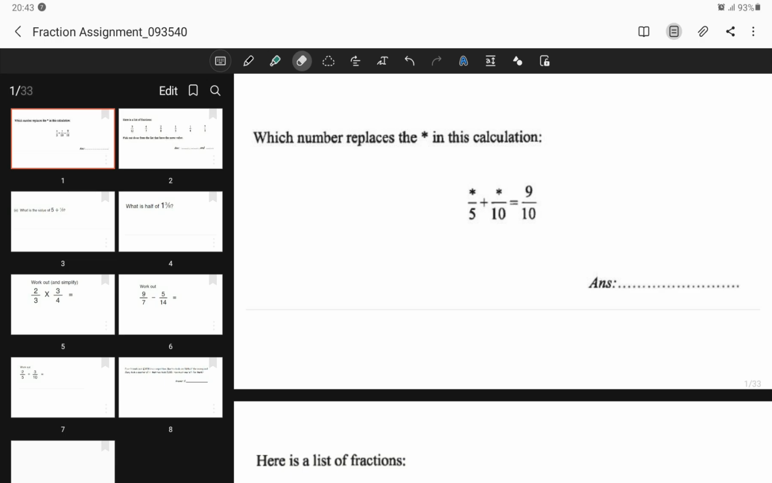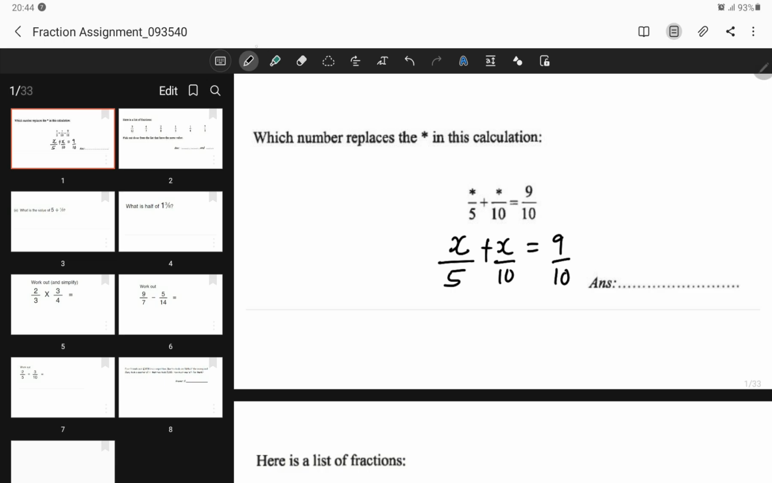So the best thing to do is to represent those asterisks with an x over 5 plus x over 10 equal to 9 over 10. Now, there's something we regard as equivalent fractions. Whatever thing you do to the numerator, also do that to the denominator.